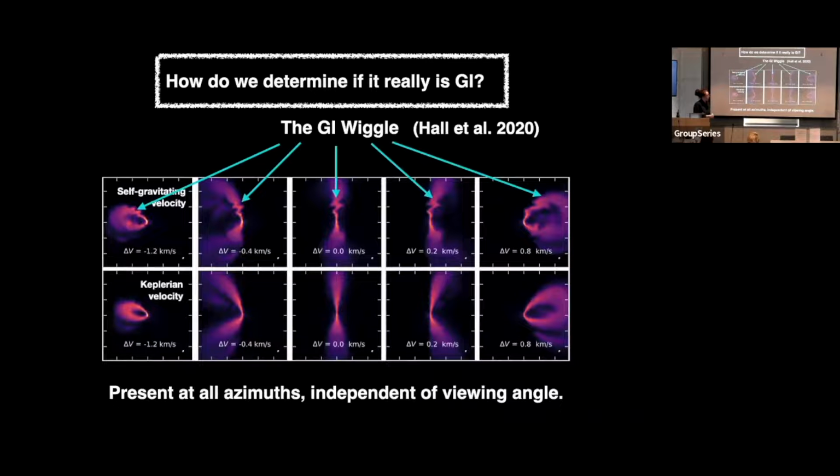So I called it the GI wiggle. In hindsight, I probably should have called it the giggle for a good pun, and I was sorely disappointed in myself for missing it. But what's nice about this is it's present at all azimuths. It's independent of viewing angle. So kind of no matter what you do to the system, apart from putting it exactly edge on, you can pretty much always see it. So it's a really robust and strong signal of gravitational instability.